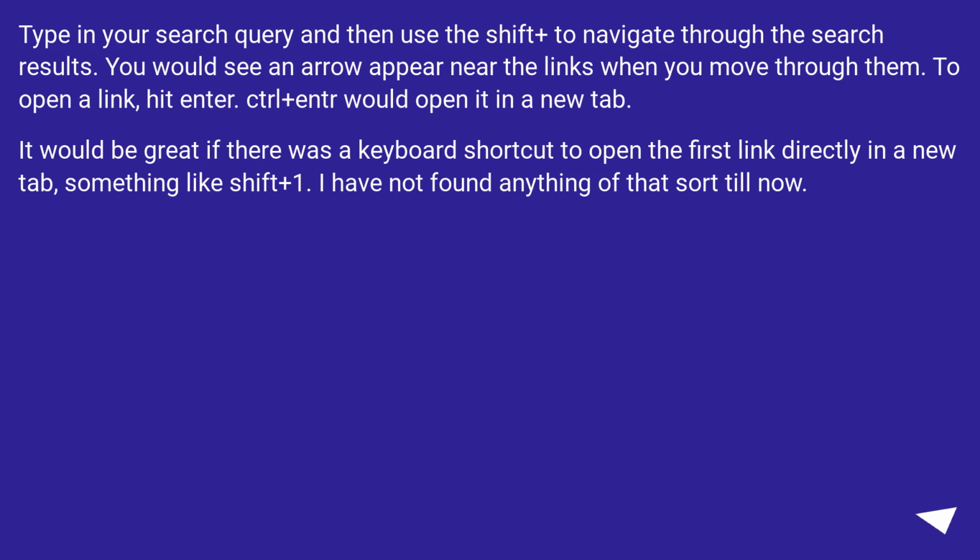Type in your search query and then use the Shift plus to navigate through the search results. You would see an arrow appear near the links when you move through them. To open a link, hit Enter. Ctrl plus Enter would open it in a new tab. It would be great if there was a keyboard shortcut to open the first link directly in a new tab, something like Shift plus 1. I have not found anything of that sort till now.